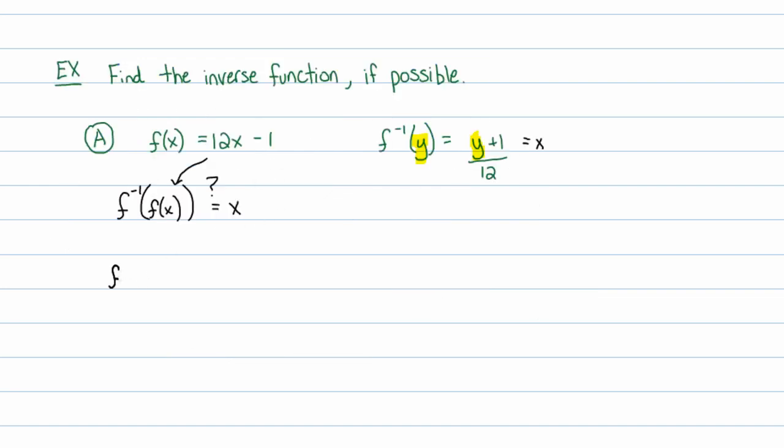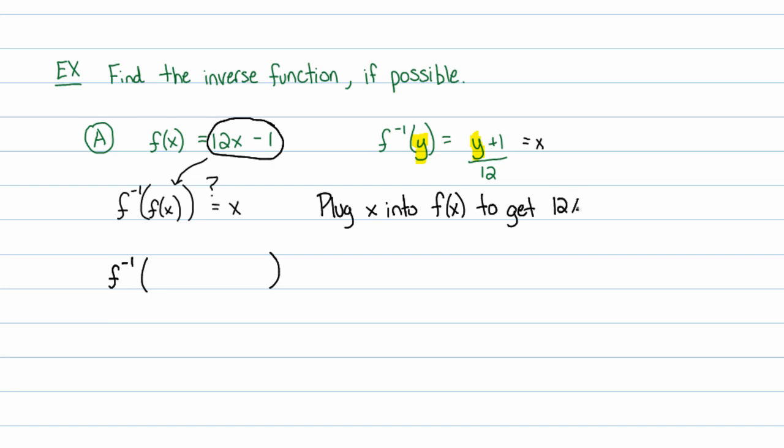So what I'm going to do here is I'm going to say I have f inverse, and what I want to plug into it is this output value for the function f. I'm plugging x into f, so plug x into f of x to get 12x minus 1. Now plug this into f inverse. So here's f inverse. I'm plugging in that 12x minus 1.